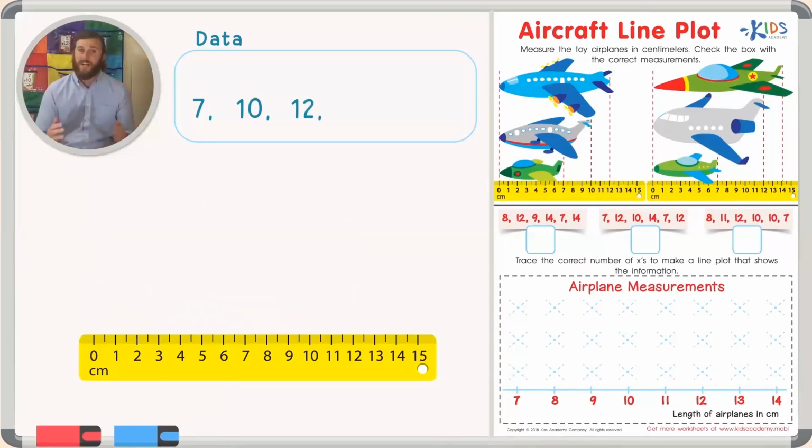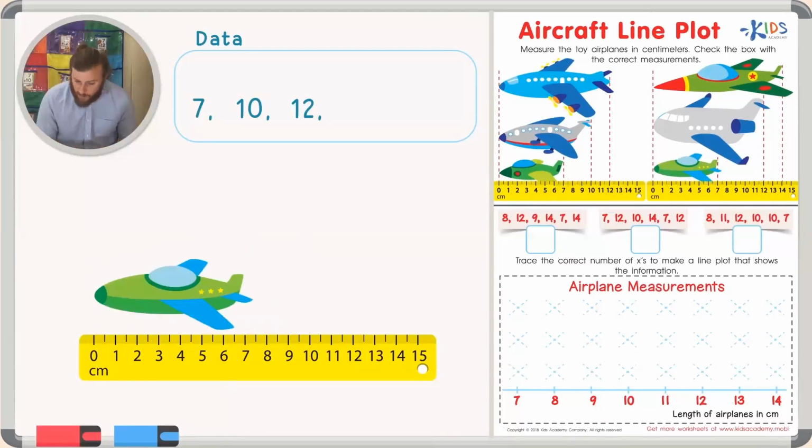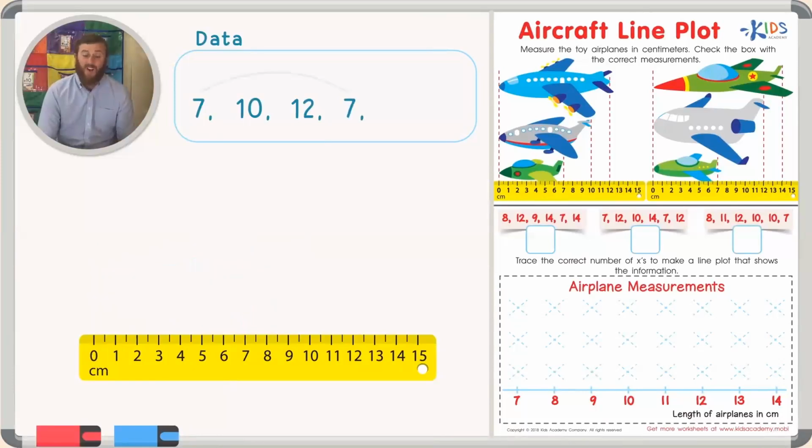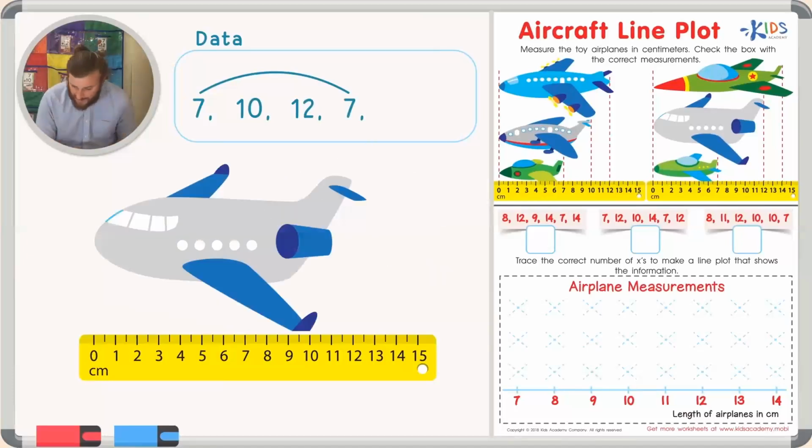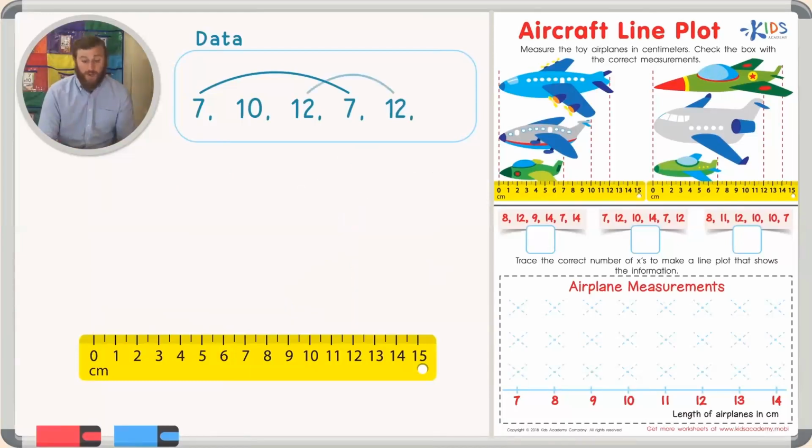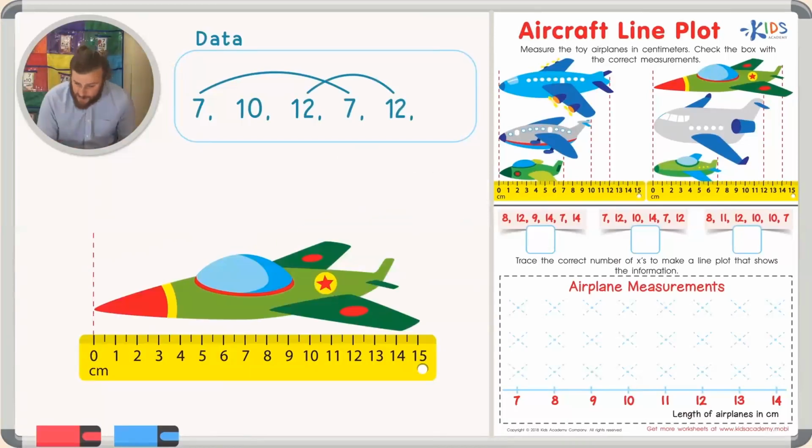Let's take a look at the next 3 airplanes. We have another green little airplane, and it starts at 0 and ends at 7. So we have another airplane that's 7 centimeters long. I'll draw a line to the 2 7s so I remember that there's 2 of them. My second airplane is this gray airplane. It starts at 0. This one also ends at 12. So this is also 12 centimeters long. So let's go ahead and draw a line to our 2 12s. And finally, our last big airplane starts at 0 and ends at 14. So I know this airplane is 14 centimeters long.